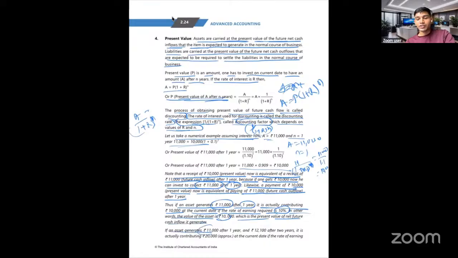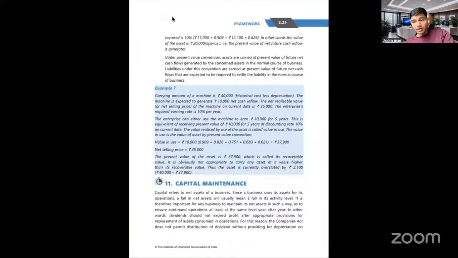If an asset generates rupees 11,000 after 1 year and 12,100 after 2 years, then it is actually contributing approximately 20,000 at the current date if the rate of earning required is 10%. In other words, the value of the asset is approximately 20,000, the present value of the net future cash inflow it generates. Under the present value convention, assets are carried at the present value of the future net cash flow generated by the concerned asset in the normal course of business.